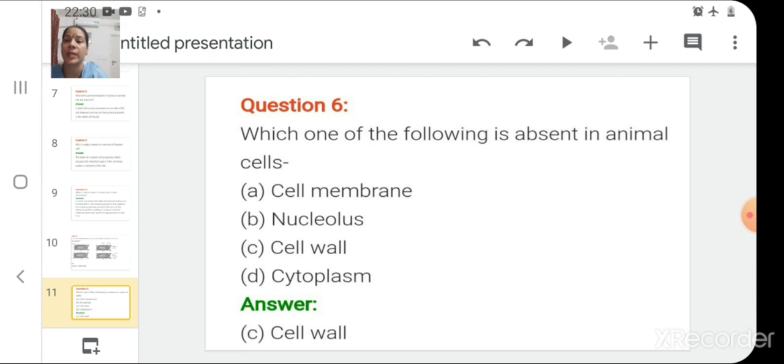Now move on to the next question. Which one of the following is absent in animal cells? Cell membrane, nucleolus, cell wall, or cytoplasm? The answer is very easy, cell wall.